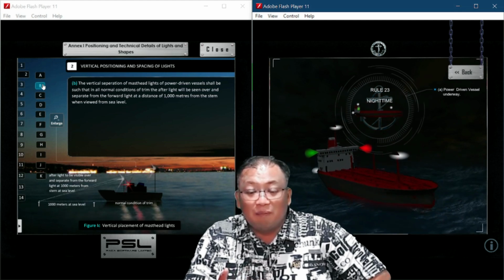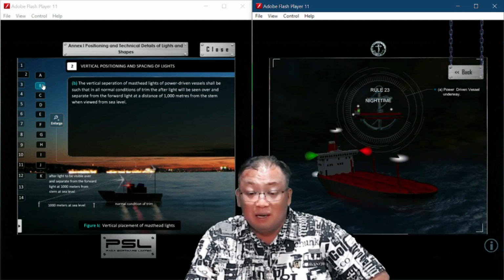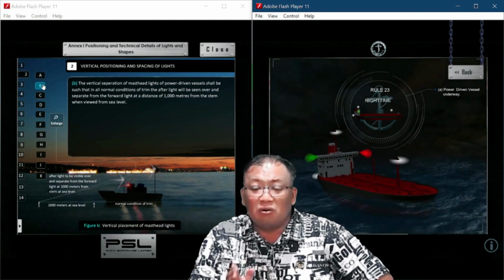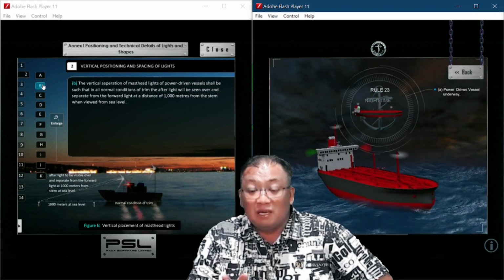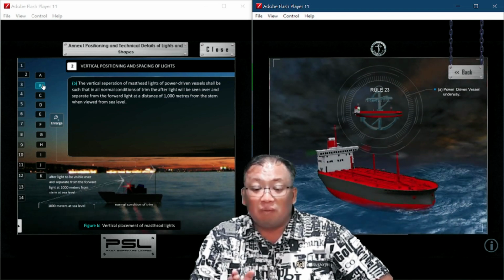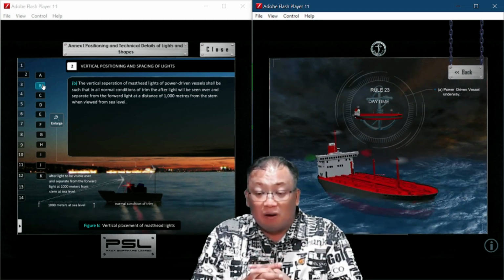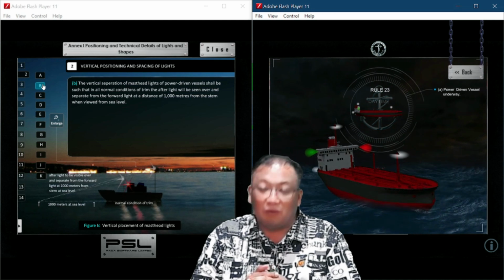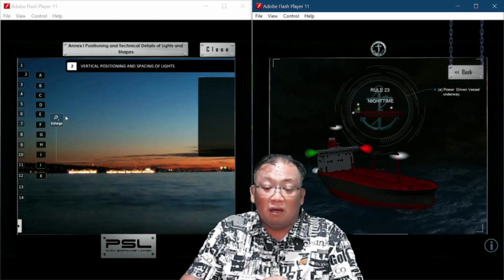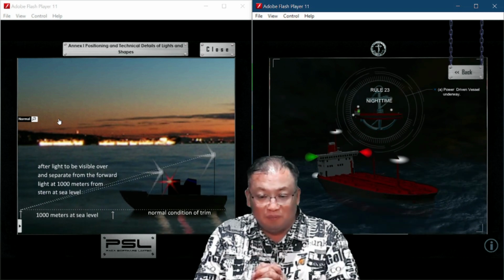The vertical separation of masthead lights of a power-driven vessel shall be such that in the normal conditions of trim, the afterlight will be seen over and separate from the forward light at a distance of 1,000 meters from the stern when viewed from sea level. Okay, let's enlarge so that I can explain clearly.